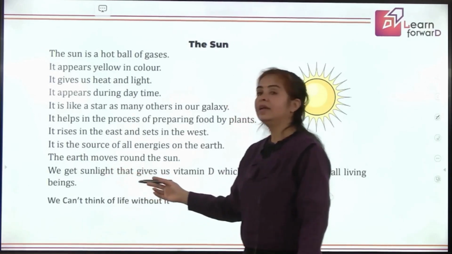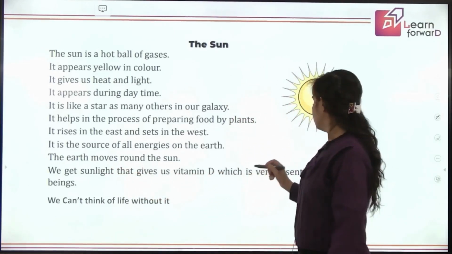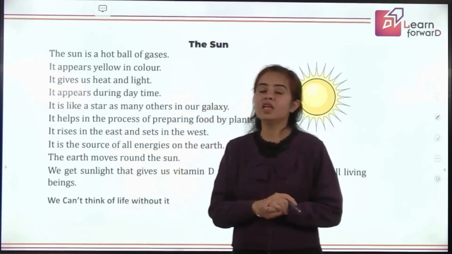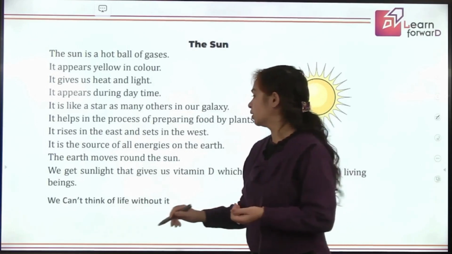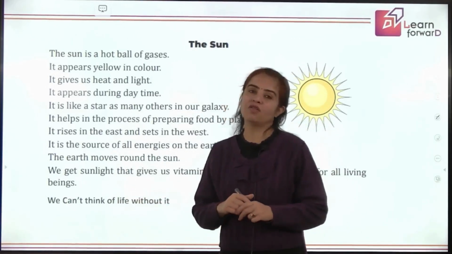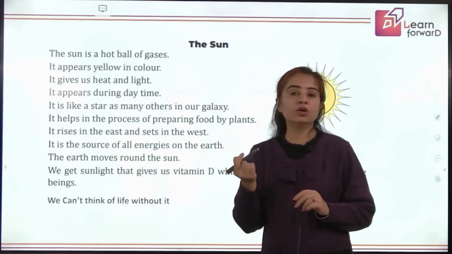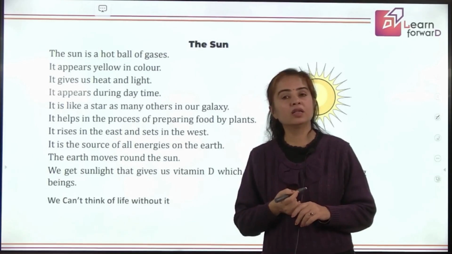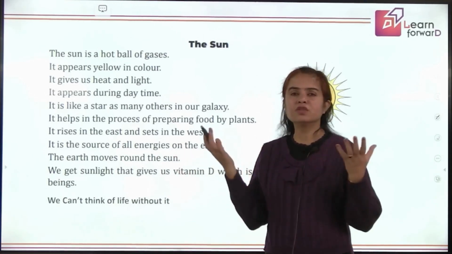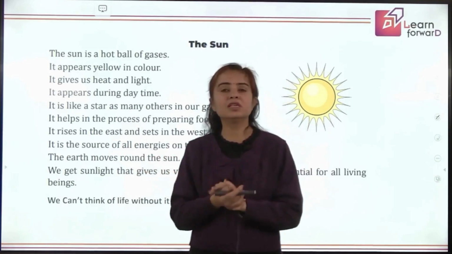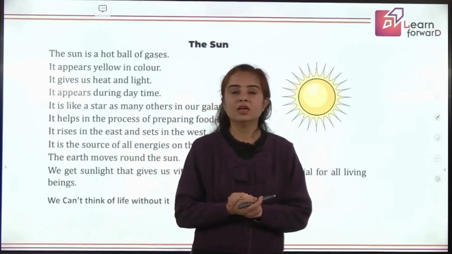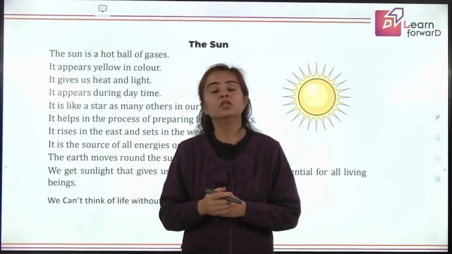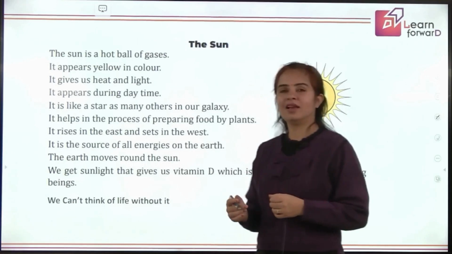We get sunlight that gives us vitamin D, which is very essential for all living beings. So this is very important for life on earth, and we can't think of life without sun, because I told you sun is one major source because of which life is possible on earth. So we cannot think, when in winters it's fog outside, it's chill outside and you don't see sun, how do you feel in a few days? You feel, oh, where has the sun disappeared? We must see sun. We must move out then. So that is very important for our life.